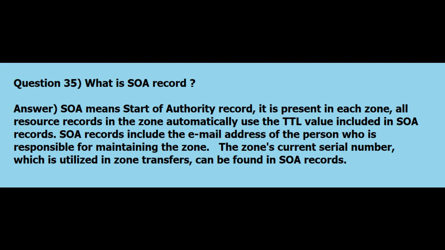Question 35. What is SOA record? Answer. SOA means start of authority record. It is present in each zone. All resource records in the zone automatically use the TTL value included in SOA records. SOA records include the email address of the person who is responsible for maintaining the zone. The zone's current serial number, which is utilized in zone transfers, can be found in SOA records.